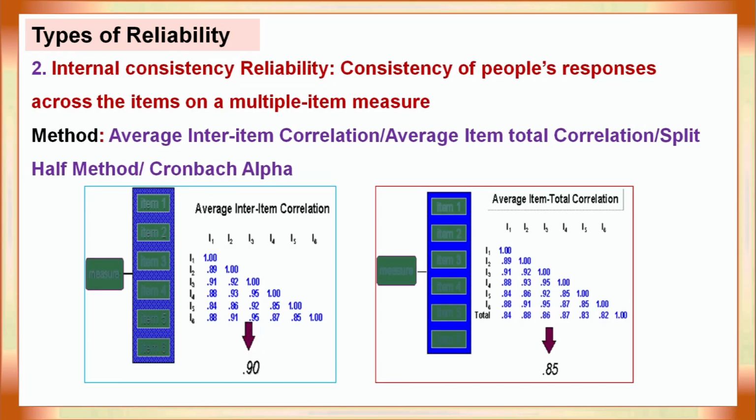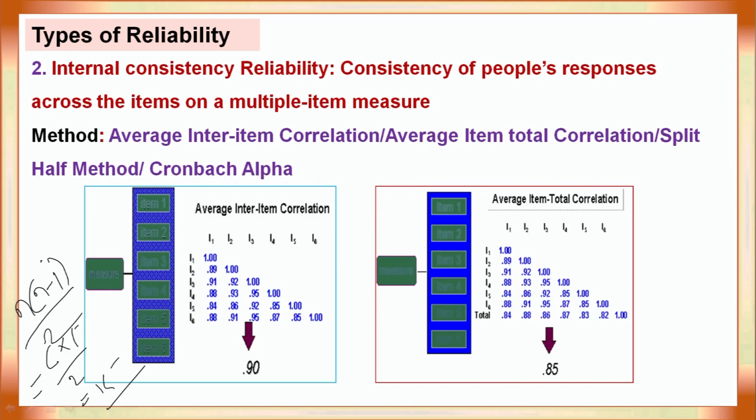If you put it in a matrix, and there are 6 items, how many combinations are possible? The formula is n into n minus 1 by 2, that means 6 into 5 by 2, so 15 possible pairs. Like item 1, what is its association with item 2, item 3, item 4, based on the responses. If you take the average of these, you can find the average inter-item correlation. If it is high, that means the response pattern in all the items is consistent. That is the indicator of internal consistency reliability.